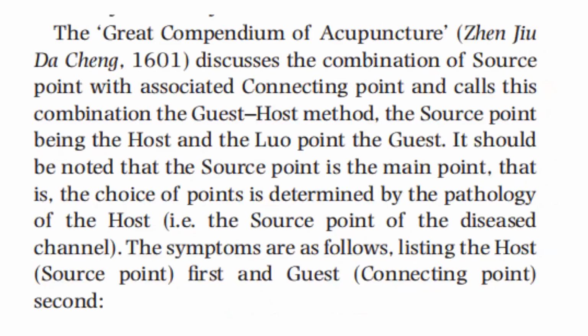The Great Compendium of Acupuncture by Zhen Jiu Da Cheng of 1601 discusses the combination of source point with associated connecting point and calls this combination the guest-host method, the source point being the host and the Luo point the guest. It should be noted that the source point is the main point. That is, the choice of point is determined by the pathology of the host, that is the source point of the diseased channel. The symptoms are as follows, listing the host, which is the source point, first, and the guest, the connecting point, second.